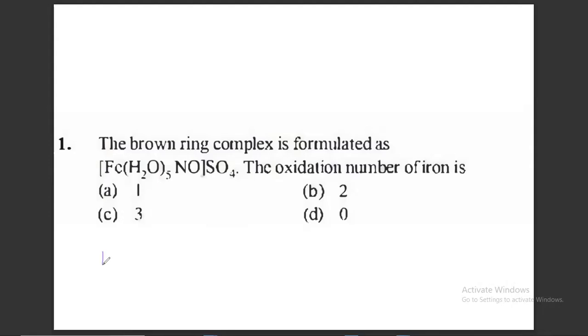So if I write like this, 1 into x plus 5 times water, which is neutral, so 0, plus 1 into plus 1 oxidation state for nitrosyl, and the sulfate carries minus 2 charge. So after calculation, x results in plus 1 oxidation state. So the answer to question number 1 would be option number 1.